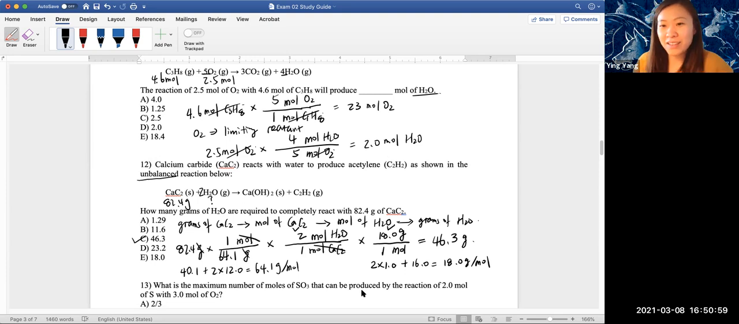So no matter if you're given the quantities of product and asked to find out the amount needed for the reactants, or the other way around, it all follows exactly the same steps, the same method for calculation.